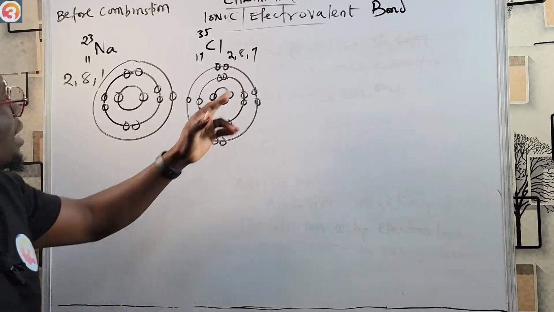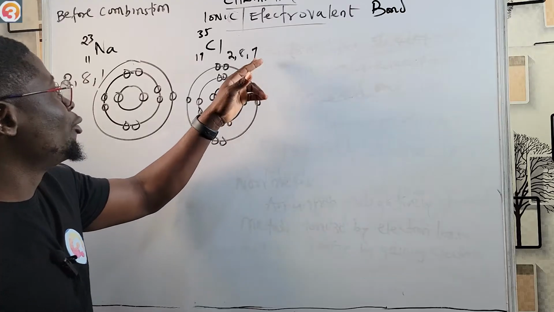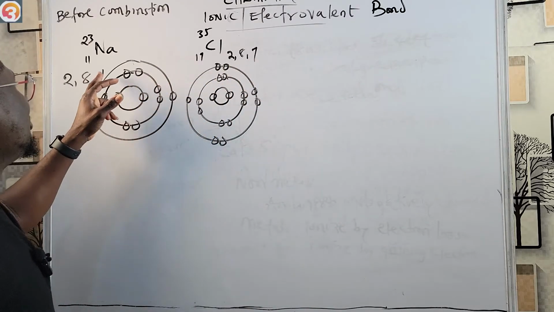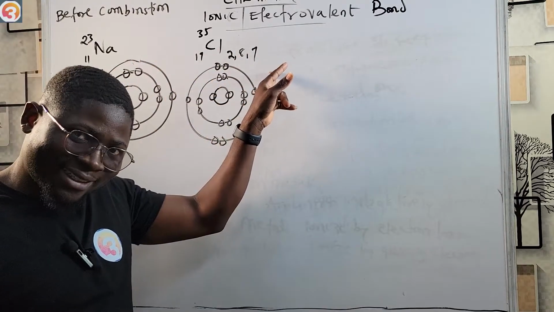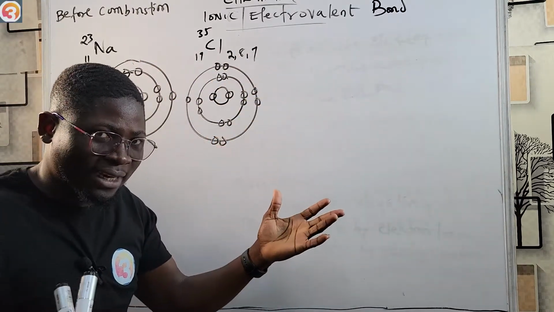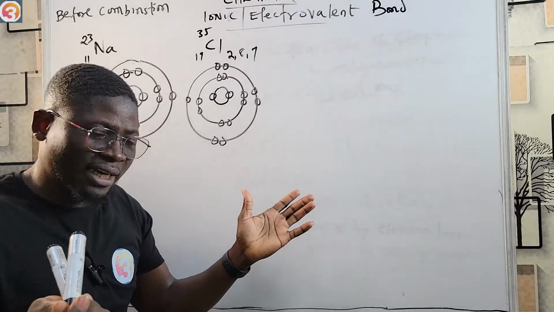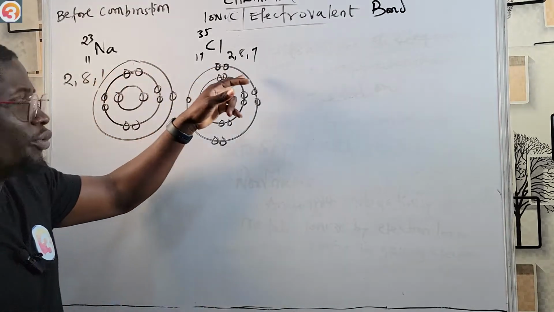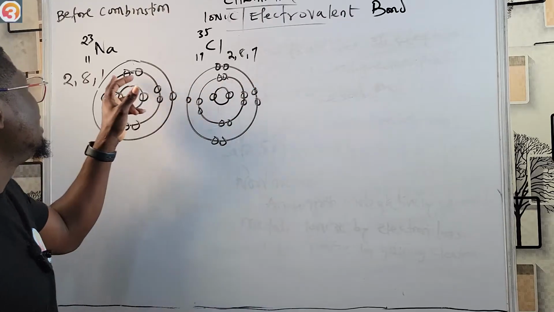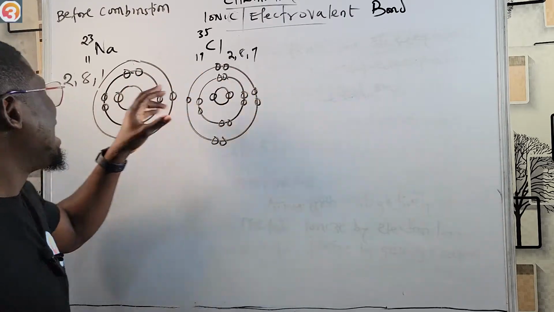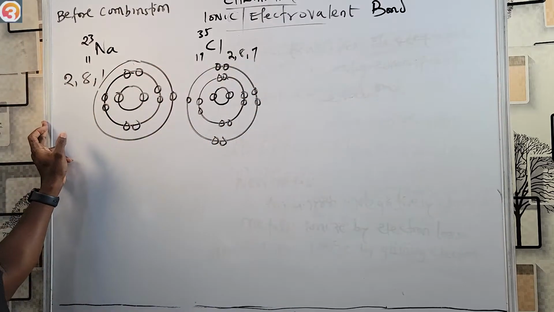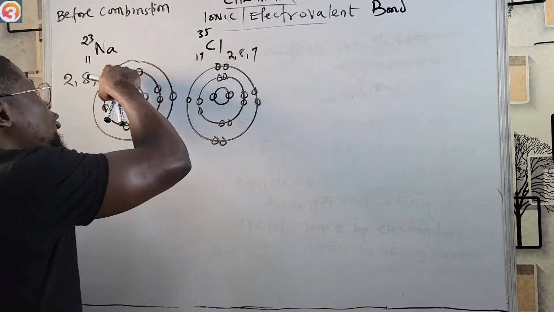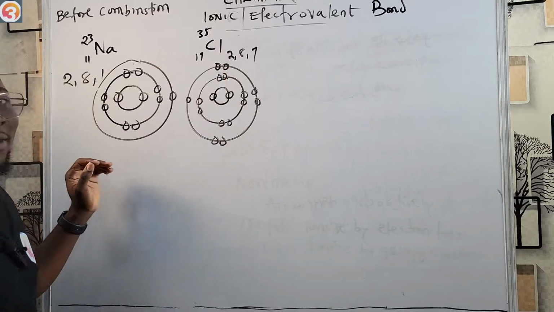Now, you might say chlorine will give 7 to sodium, and sodium will give 1 to chlorine. I want you to reason very broadly. Is it easier for sodium to give 1 to chlorine and not receive anything, or for chlorine to give 7 to sodium and not receive anything?